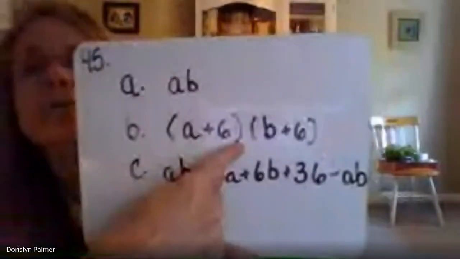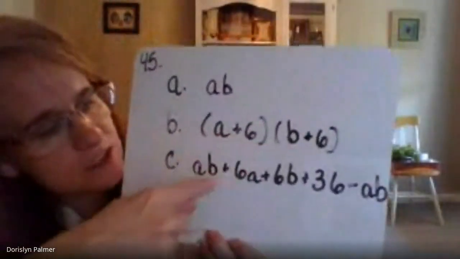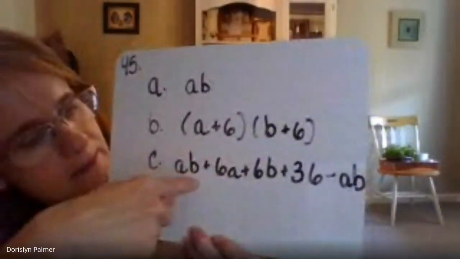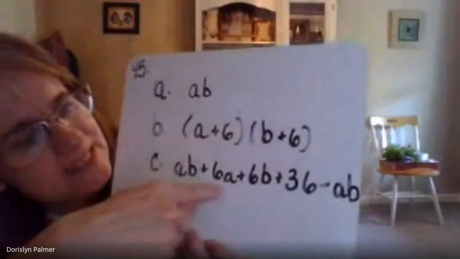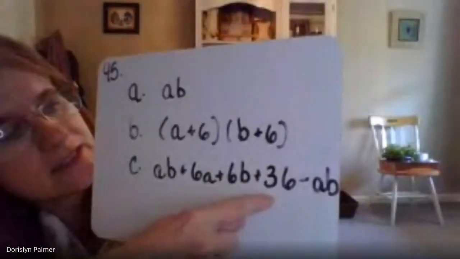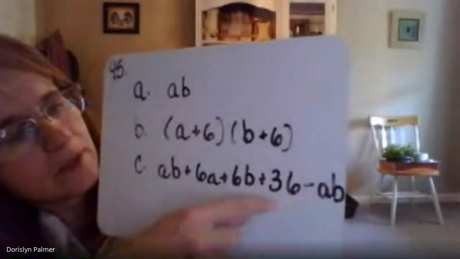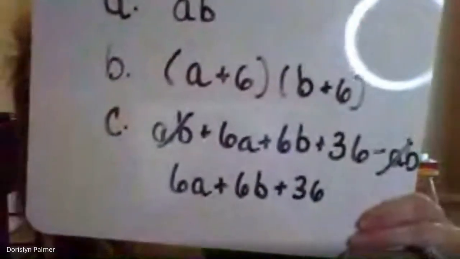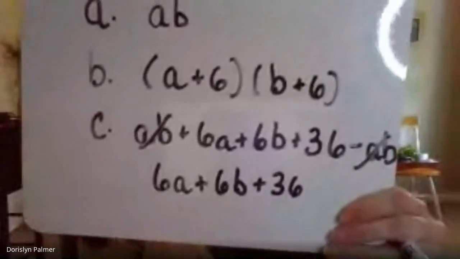I'm going to FOIL B, okay? So we take the answer for B, we FOIL it. We get first terms AB, right? Outer terms 6A plus inner terms 6B plus last 36, and we subtract AB. I have an AB in the front, and I'm subtracting an AB, so those just cancel out, and I'm left with 6A plus 6B plus 36. And they want us to factor that.